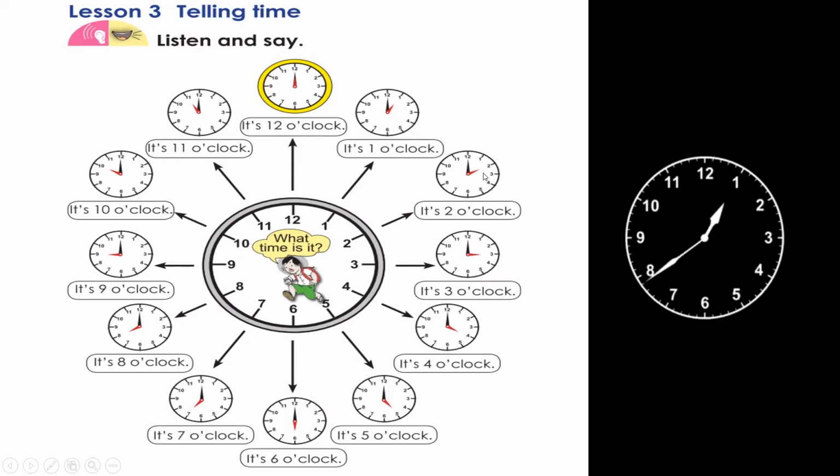What time is it? Very good. It's 2 o'clock. It's 3 o'clock. It's 4 o'clock. It's 5 o'clock. It's 6 o'clock. It's 7 o'clock. It's 8 o'clock. It's 9 o'clock. It's 10 o'clock. It's 11 o'clock. So this is how we are going to ask time. What time is it? How do we ask? Can you repeat after me again? What time is it? Perfect.